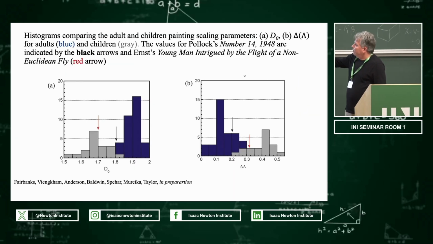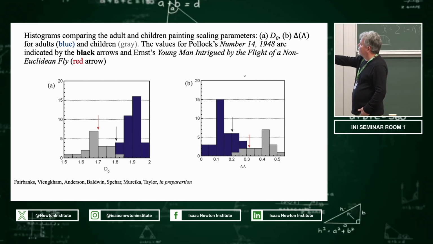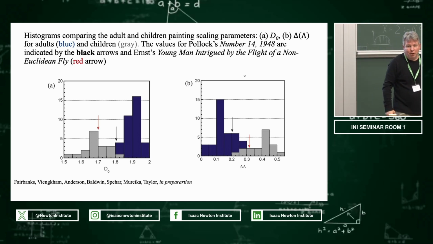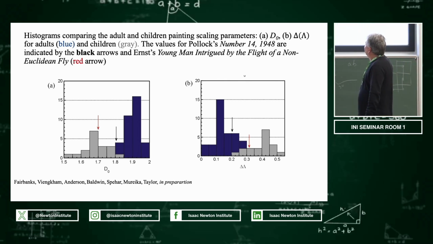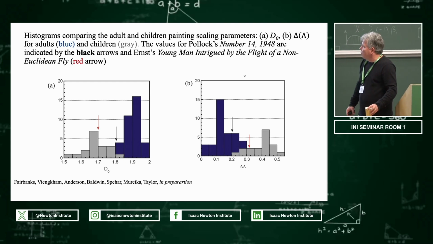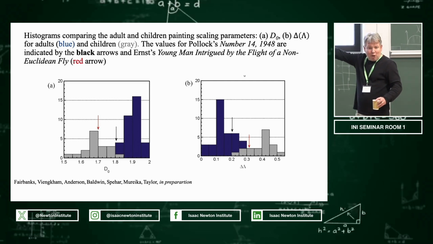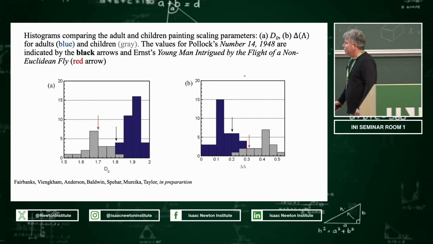Here again is another pie chart, showing the Ernst with the red arrow, the black arrow is Pollock, and here's the fractal dimension. The children are clustering towards the Ernst, where the adults are sort of clustering towards the Pollock. And we see the same thing here with what we call the lacunarity depth, which is the difference in the lacunarity from the largest scale to the smallest scale. And so that brings the arc up to the present, in terms of how this has impacted my career and how it's been a lot of fun to study.